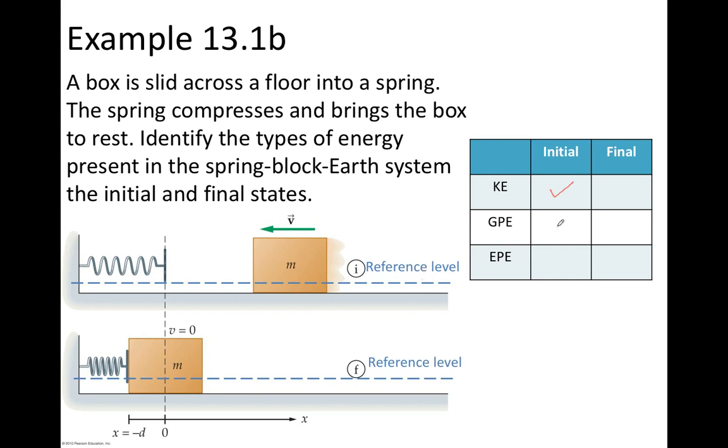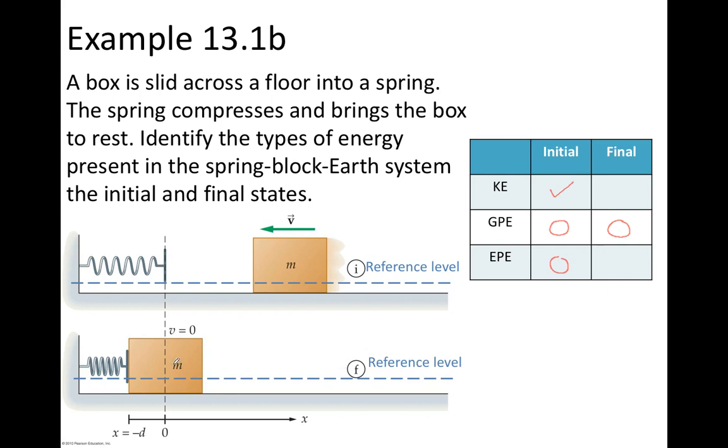The reference level set to the position of the object just means that it's going to have zero gravitational potential energy, and because it doesn't move up or down, the gravitational potential energy does not change. We might as well just call it zero. Initially, the spring is not compressed, so there is no elastic potential energy in the system to begin with.